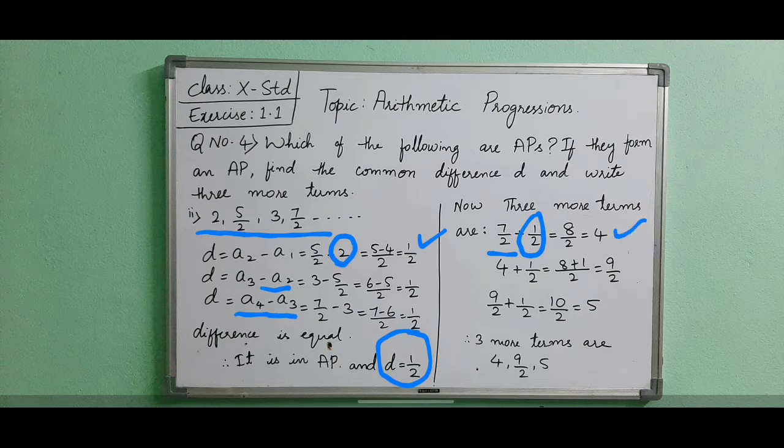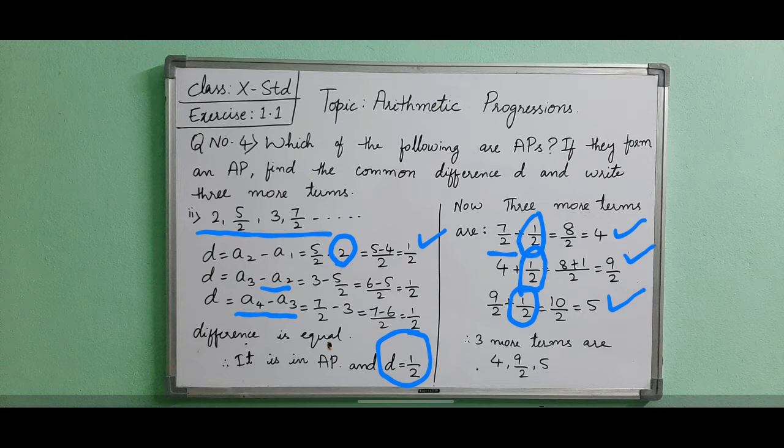Now to get the next number, to 4 we have to add 1 by 2. If we add 1 by 2 to 4, again here the denominator is not there, means it is 1. 4 2s are 8. 8 plus 1 is 9. So you are getting 9 by 2. Now to 9 by 2 again we have to add 1 by 2. So it will become 9 plus 1, 10. So 10 by 2 is 5. So the next 3 terms after this 2, 5 by 2, 3, 7 by 2 are 4, 9 by 2 and 5.